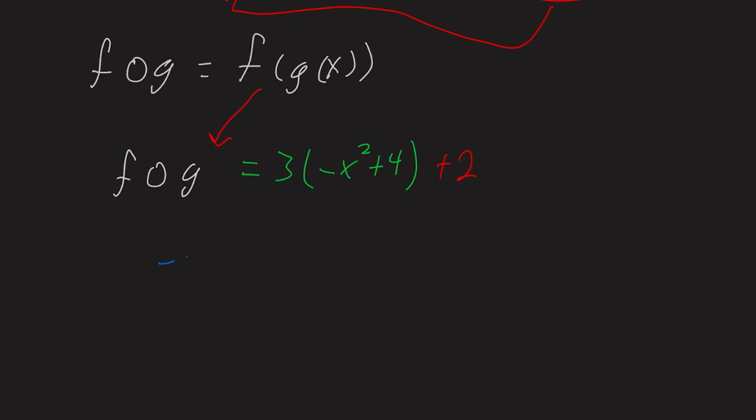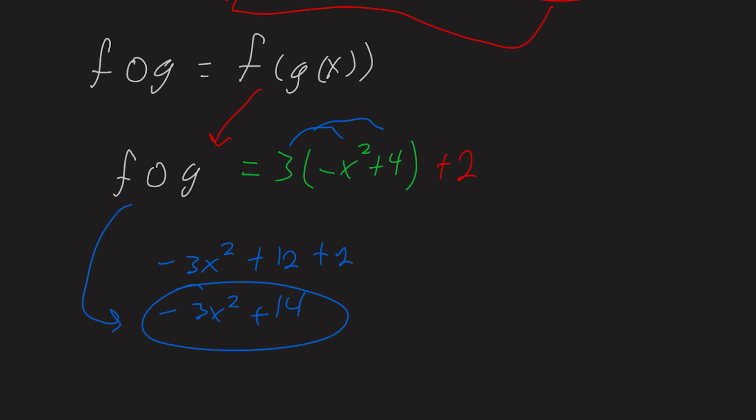Okay, now let's continue to simplify this. This becomes negative 3x squared. Again, I'm distributing the 3 into this. Negative 3x squared plus 12 plus 2. So negative 3x squared plus 14. That is my composite function. That is f of g.